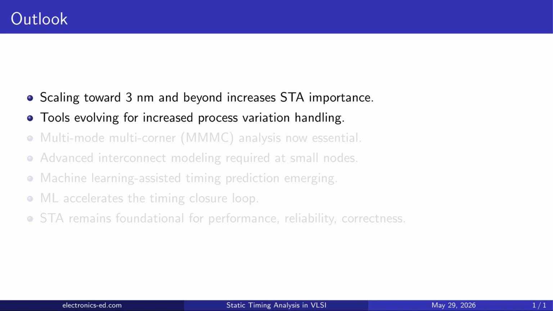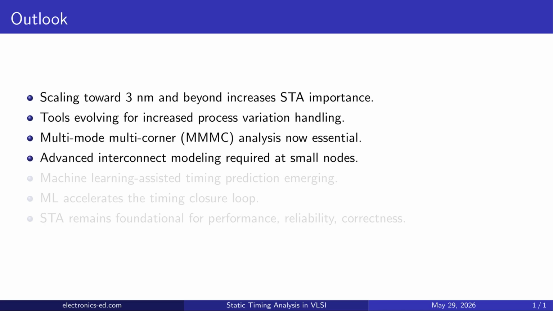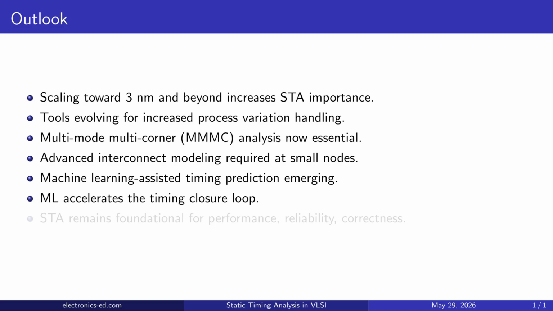Tools are evolving to handle increased process variation. Multimode multi-corner analysis, or MMMC, is now essential. Advanced interconnect modeling is required at these small nodes. Machine learning-assisted timing prediction is emerging. ML can help accelerate the timing closure loop. Despite these changes, STA remains foundational for performance, reliability, and correctness.